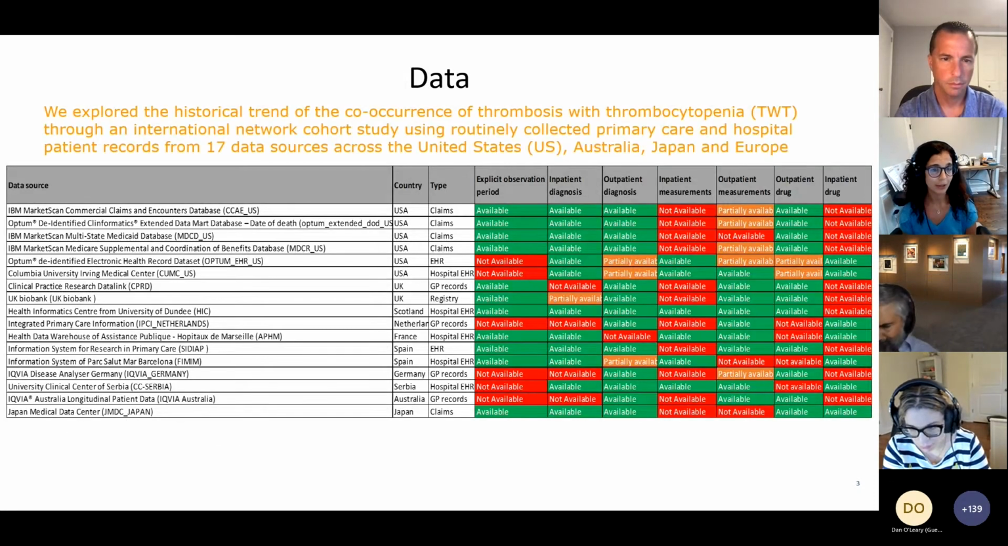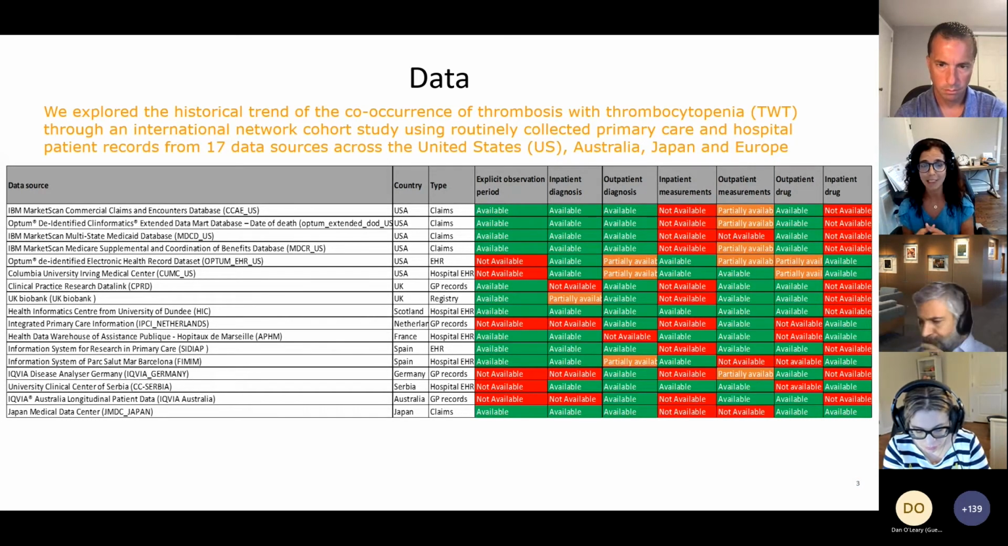So we worked together to explore the historical trend of the co-occurrence of thrombosis with thrombocytopenia, and that's something I'm going to refer to as TWT to distinguish that from the new phenomenon of VATT, because we're not sure if what we're identifying in the past is truly similar to those VATT cases after the vaccine, but that's exactly what we wanted to study. So I'm going to call it thrombosis with thrombocytopenia, TWT, through an international network cohort study using routinely collected primary care and hospital patient records from 17 data sources across the United States, Australia, Japan, and Europe.